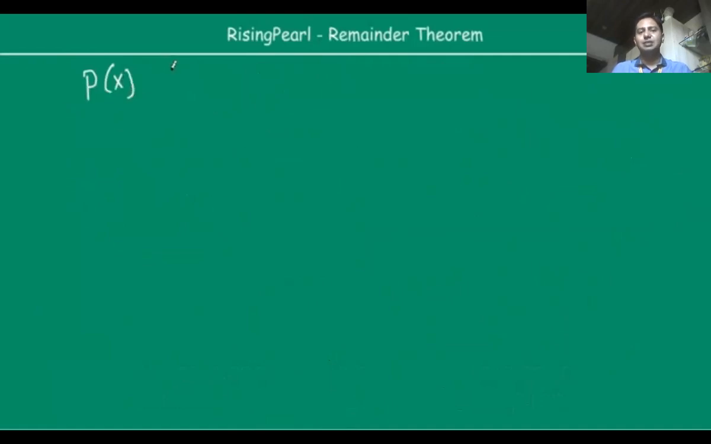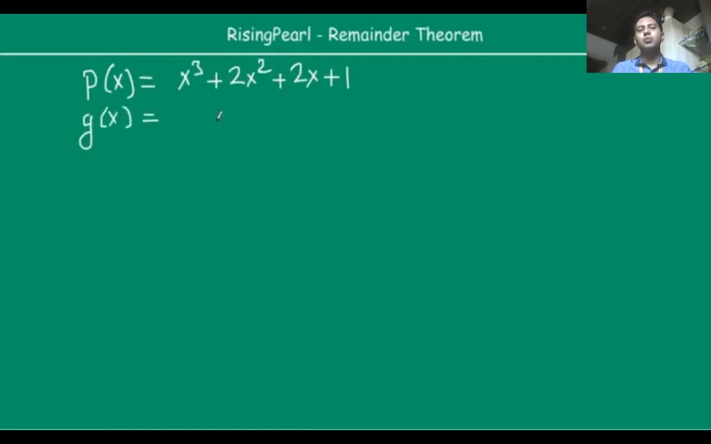Although if it is asked in the examination to find the remainder, you need to find the remainder by the remainder theorem only, because the remainder theorem is the simplest process, in which the possibility of error is very less. So we'll take another example: the polynomial p(x) is equal to x cube plus 2x square plus 2x plus 1.